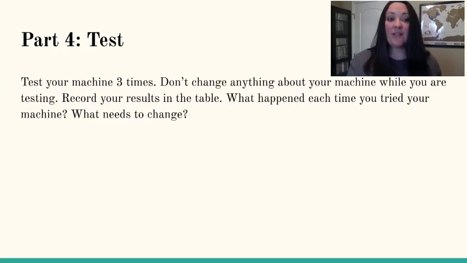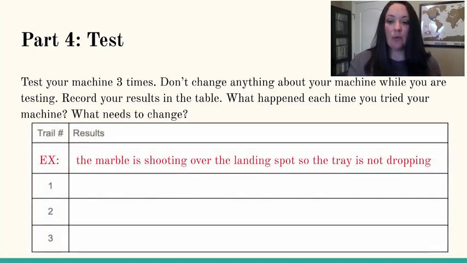Part 4, we're into testing. Now, test your machine at least 3 times. We don't want to make any changes yet. We want to see what's working and what's not working, and we're going to record the results in this table below. So for example, what happened each time that you tried your machine? What needs to change? What could you do to make it better? So for example, the marble is shooting over the landing spot so the tray is not dropping.